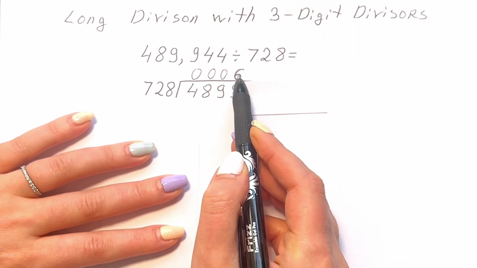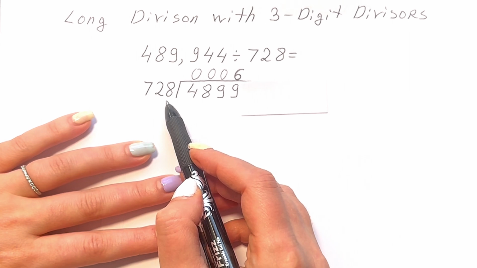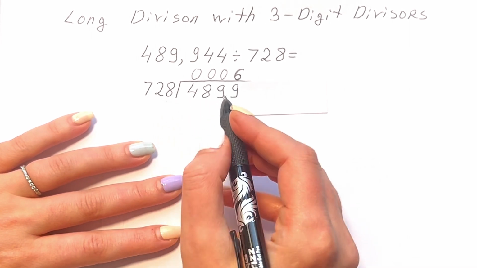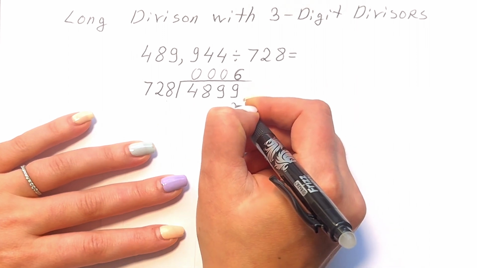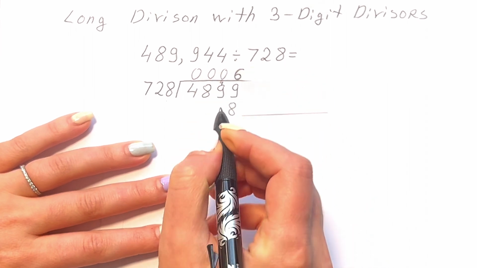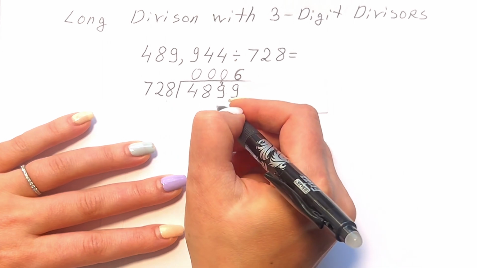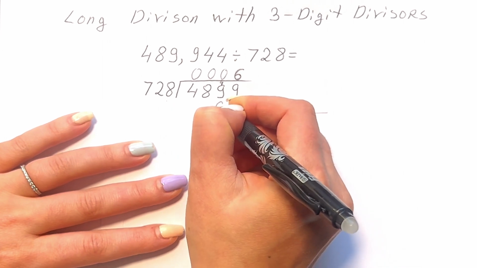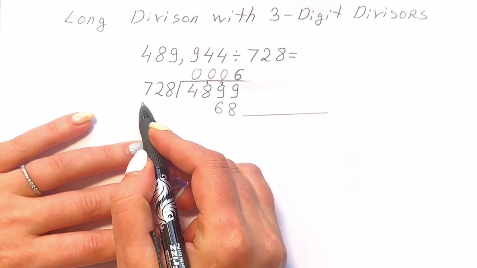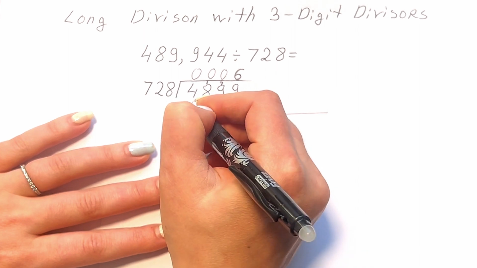So I'm going to put the 6 and then I'm going to multiply 6 by 728 to see if it's working. 6 times 8 is 48. I'm going to put the 8 and carry 4. 6 times 2 is 12. 4 more will be 16. I'm going to put the 6 and carry 1. 6 times 7 is 42. 1 more will be 43.